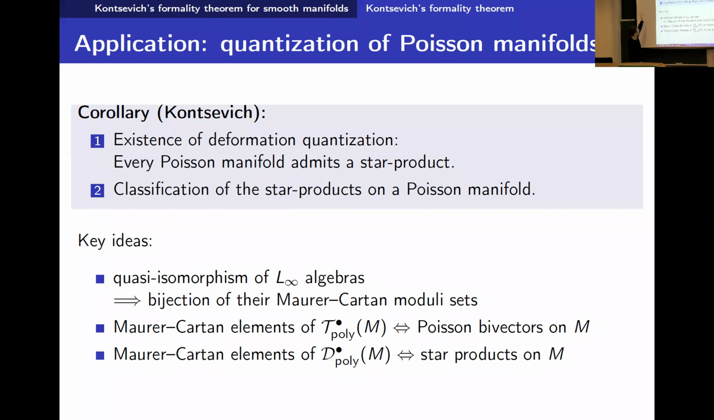And the key idea to go from formality to deformation quantization is just the realization that a quasi-isomorphism of L infinity algebras, for instance the formality morphism, induces a bijection between the moduli sets of Maurer-Cartan elements of the two L infinity algebras involved. And then just to realize that the Maurer-Cartan elements of T poly are just Poisson bivectors on M, and the Maurer-Cartan elements of D poly are star products on M. Right? So once you have the formality morphism, you have this bijection, and so given any Poisson bivector, there exists a corresponding star product.